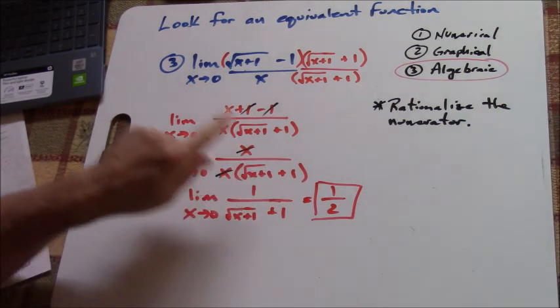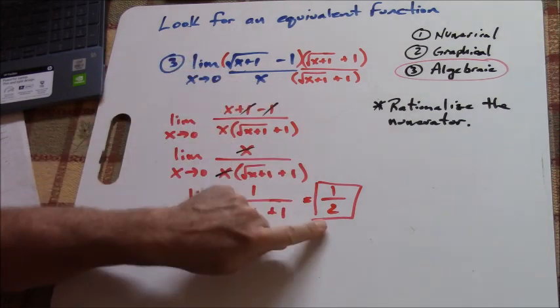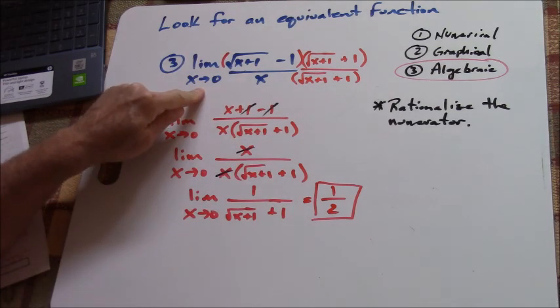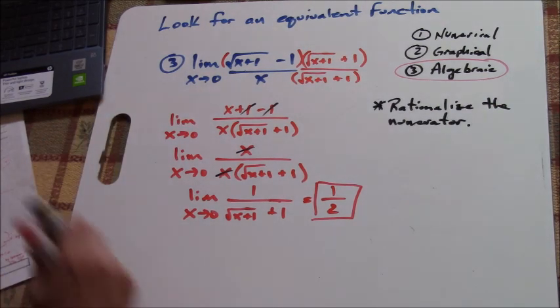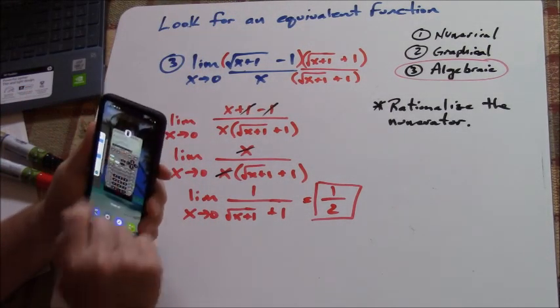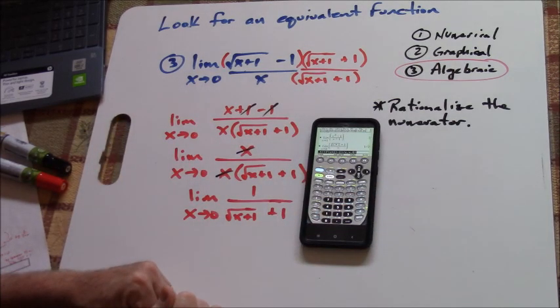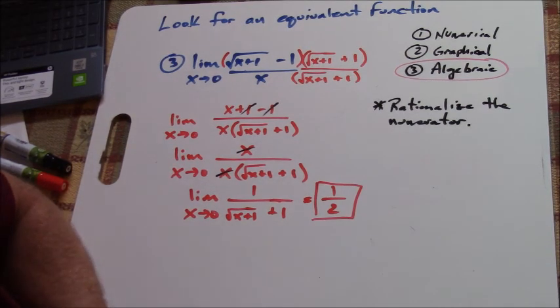And again, we're saying that our y values, if I was to graph this function, the y values are getting close to 1/2 as x gets close to 0, and it's happening from both sides, not just one. It's got to happen from both sides. All right. If I want to just double check this on the calculator, I've already punched it in. There it is. Getting close to 1/2.